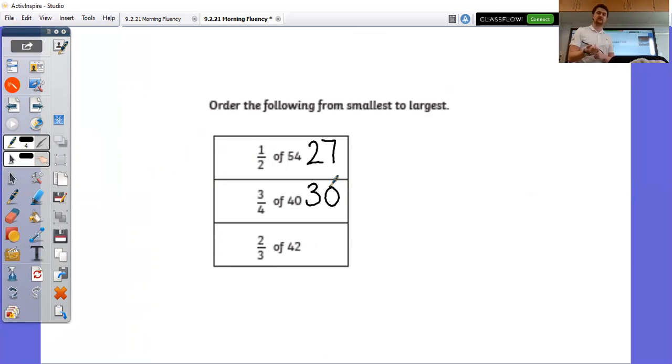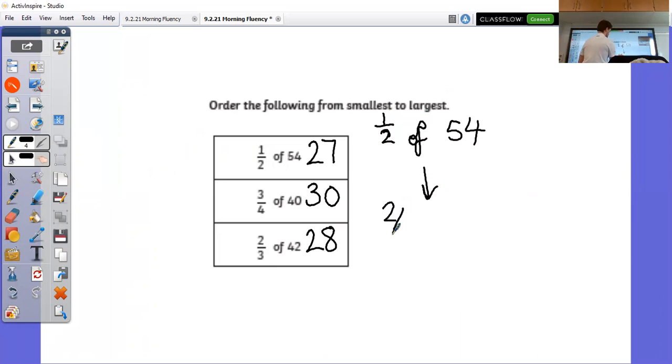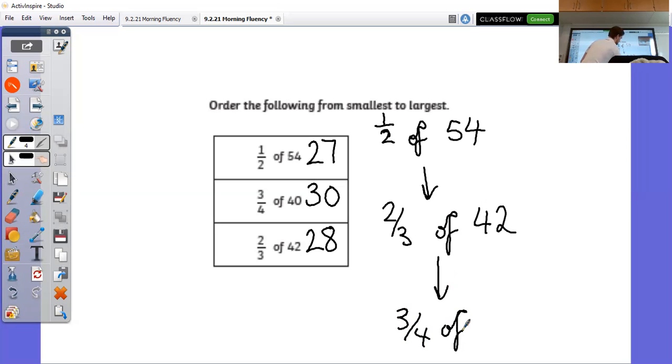2/3 of 42, we need to split 42 into 3 equal groups and then count 2 of them. 42 divided by 3 is 14. 14 times 2 is 28, which means that we should have, from smallest to largest, 1/2 of 54, then 2/3 of 42, and then 3/4 of 40.